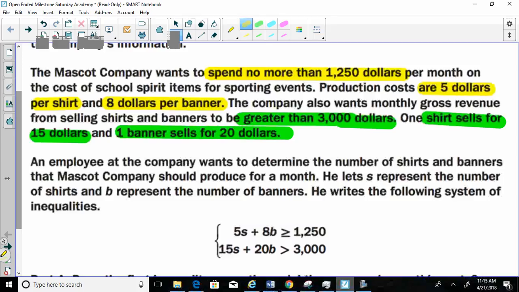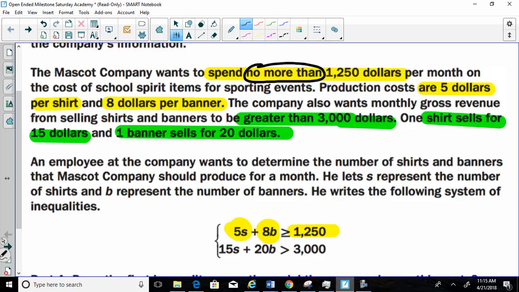So the first one's the yellow one, and we want to see, is this right? So is it $5 per shirt? Yes. Is it $8 per banner? Yes. Now, it's not greater than, so it's not true. So when we're looking at this, no more than doesn't mean greater than or equal to. What does it mean? Less than or equal to. So this would be something like at least.